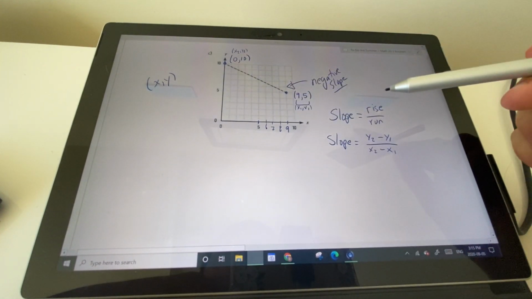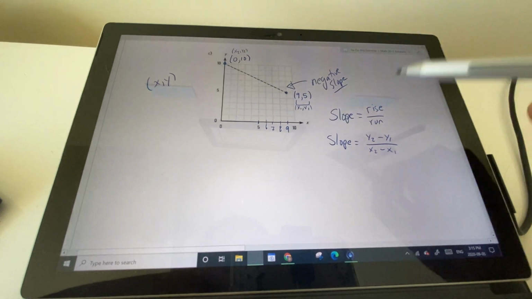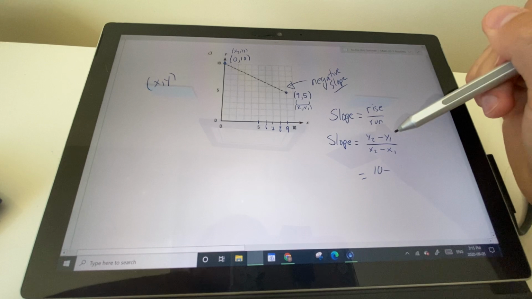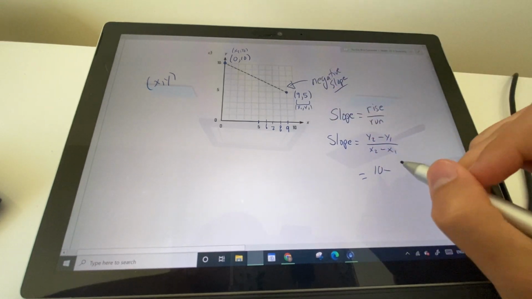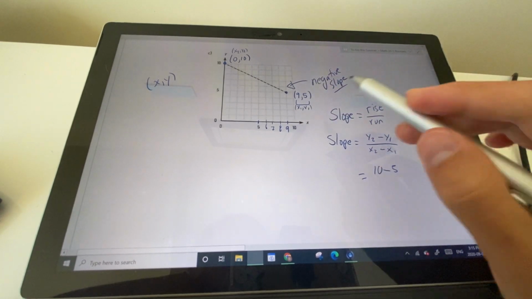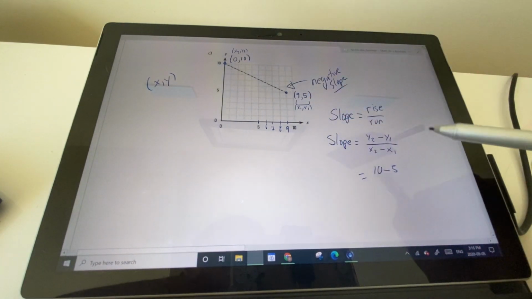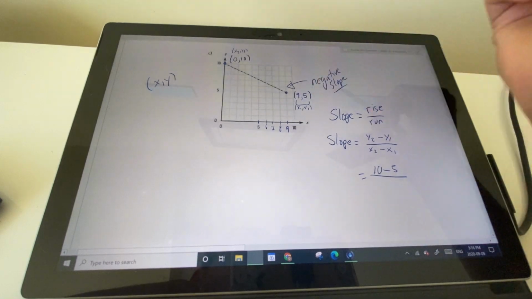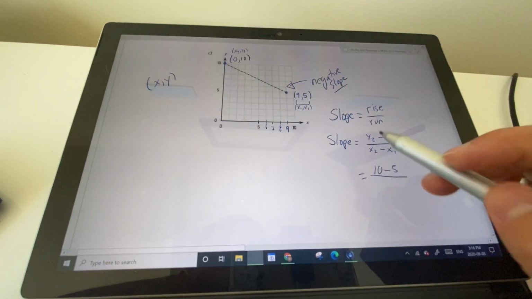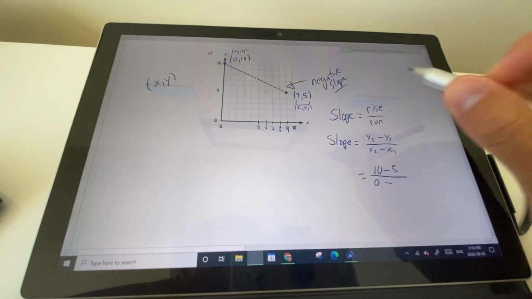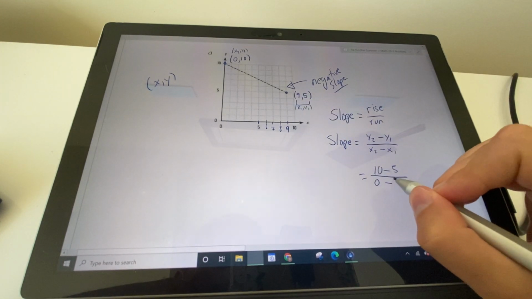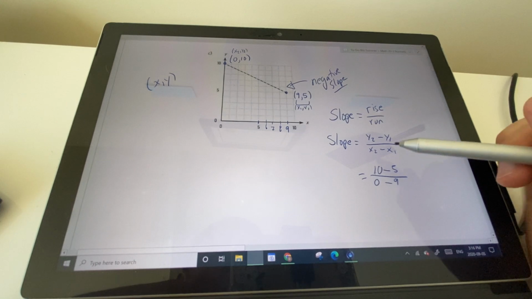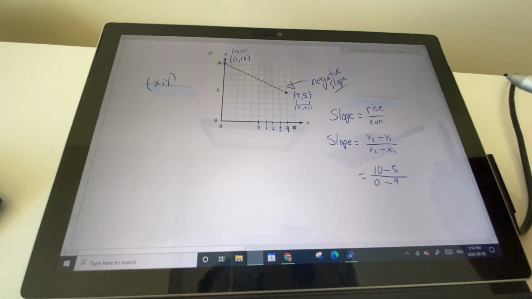So now we just plug in our values. y2 is 10, so I'm going to plug in 10 for y2, minus, and the other y value is 5. So 10 minus 5. Remember, this is y1, this is y2. This 10 is attached to this x coordinate, so this will be 0 below it, minus 9. This y value is attached to this x value, so it has to be below, and we also represent it as x1.